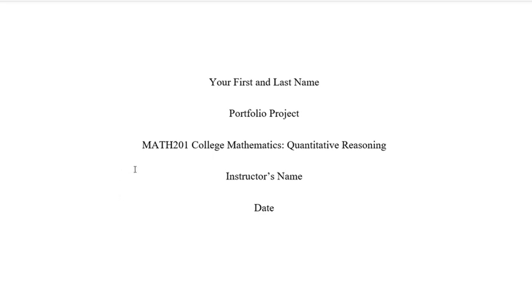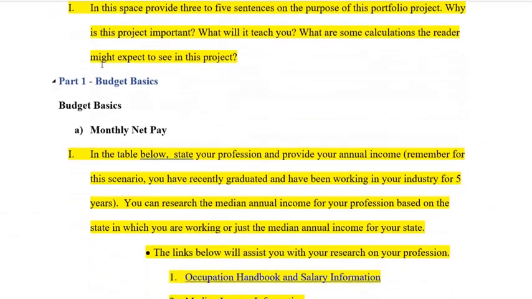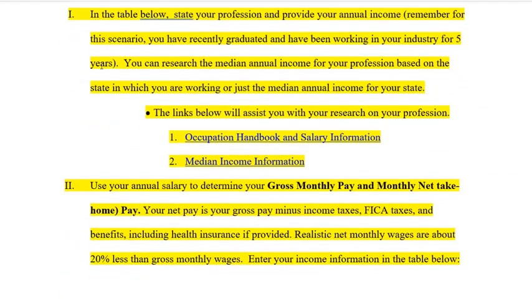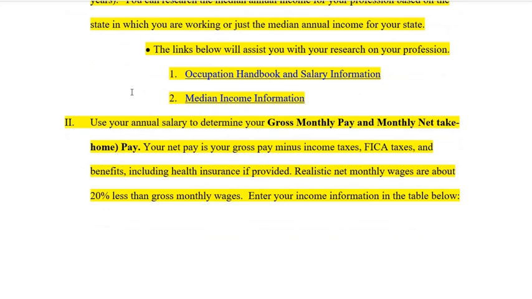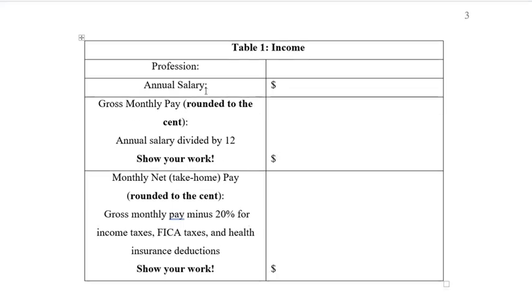For the portfolio project, you'll want to be editing the portfolio project template found in week 1 of our course. For part 1, there are several questions here, but the calculations down here are numbers that you find. Gross monthly pay would be just taking your annual salary and dividing it by 12.